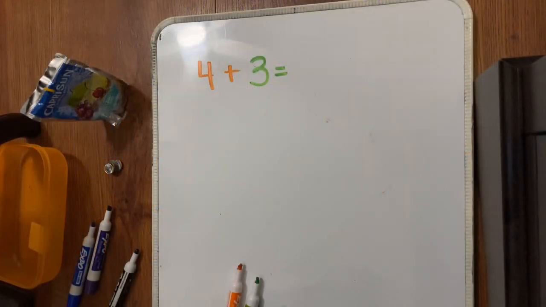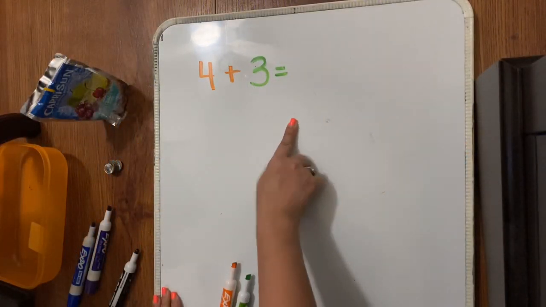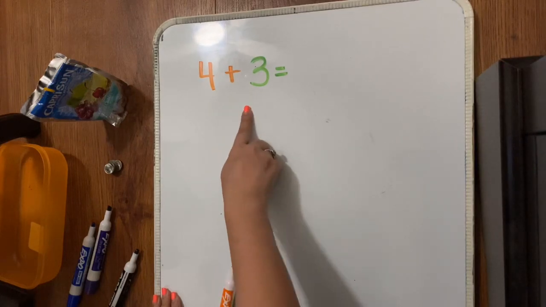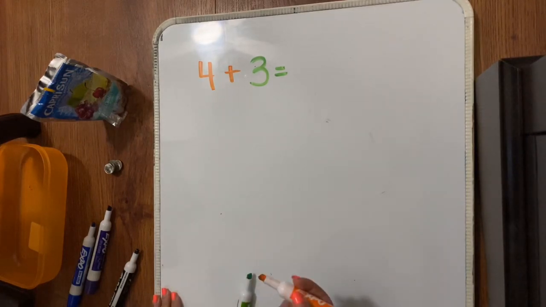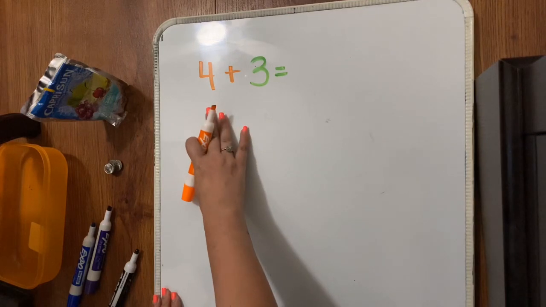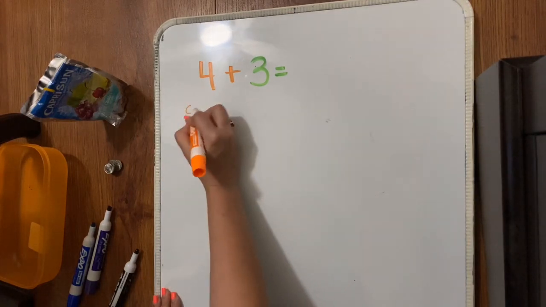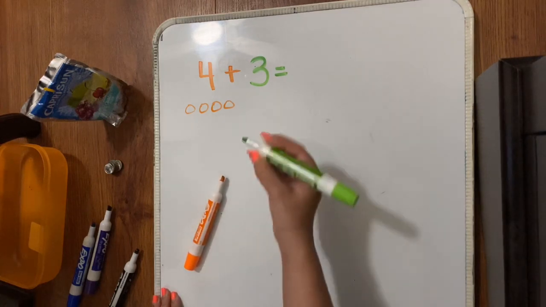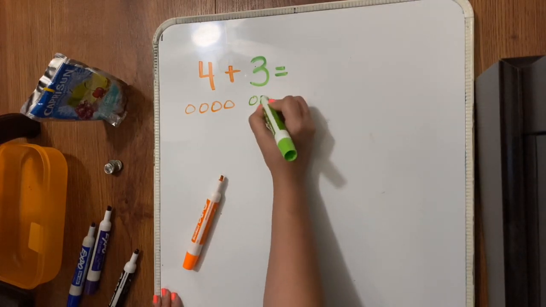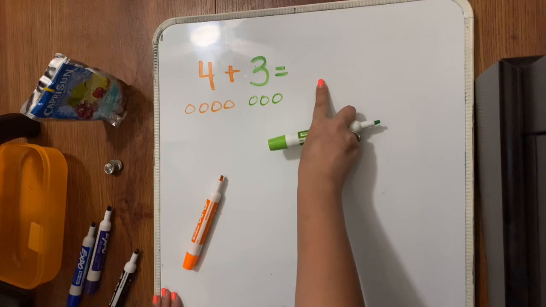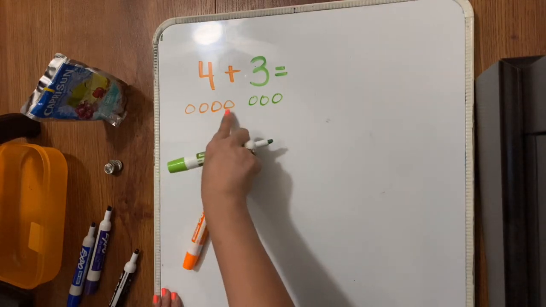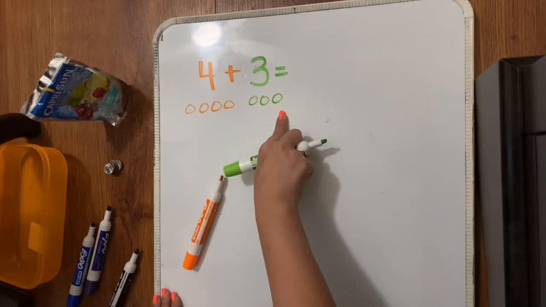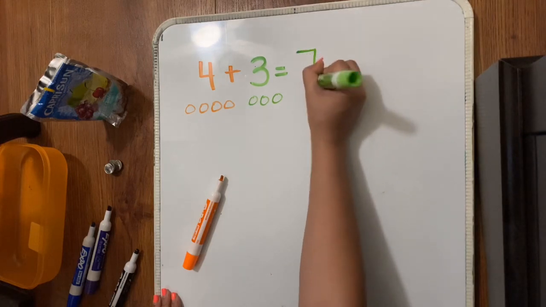All right, we're going to start off with this number sentence right here. We have 4 plus 3. And the first thing that we would do would be we would draw our picture. So I'm going to do 4. I'm just going to draw circles. 4 circles plus 3 circles equals how many circles altogether? 1, 2, 3, 4, 5, 6, 7. So 4 plus 3 is 7.